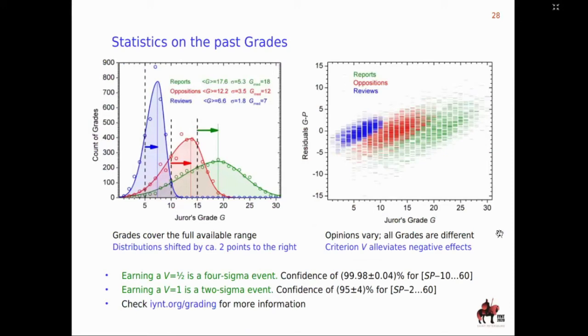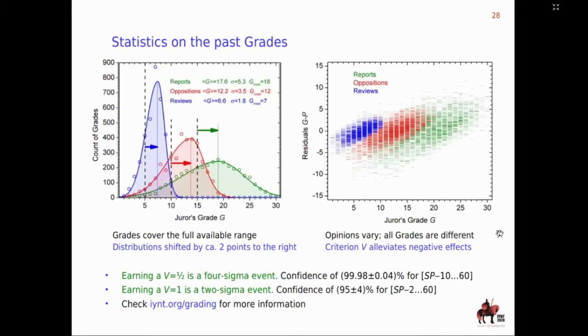This is why we have not 1, not 2, not 3 jurors, but more than 5 jurors in each group. And this is why we have the special procedures for calculating the so-called average point P based on several grades from several jurors. I will not go into too much detail, but being a winner in the IYNT in one fight, which means that you have the criterion of victory of 1, is a 2 sigma statistical event.